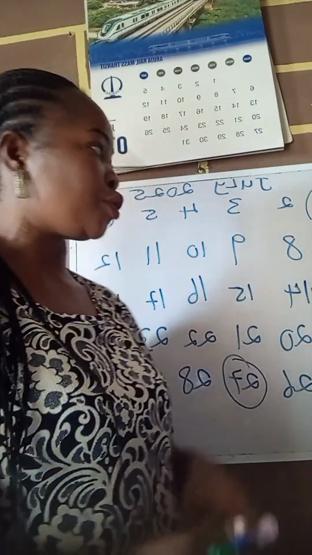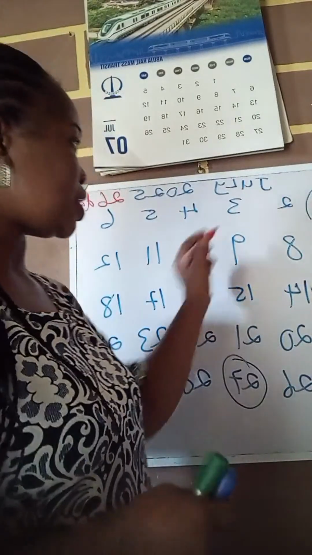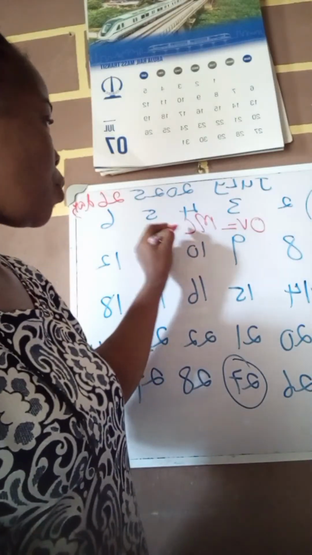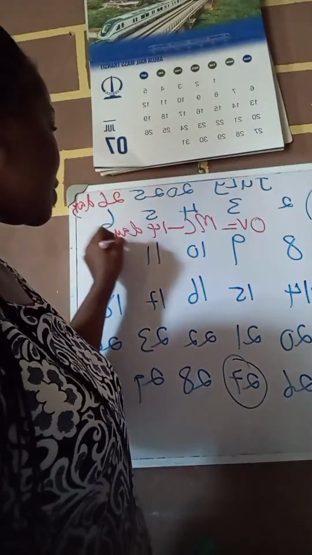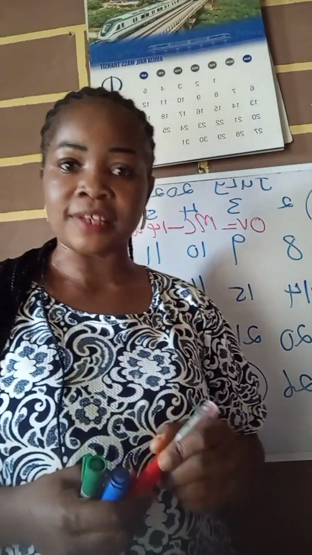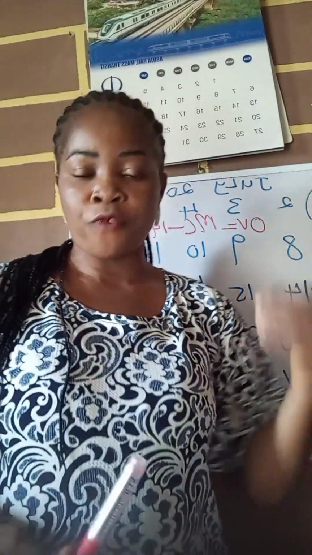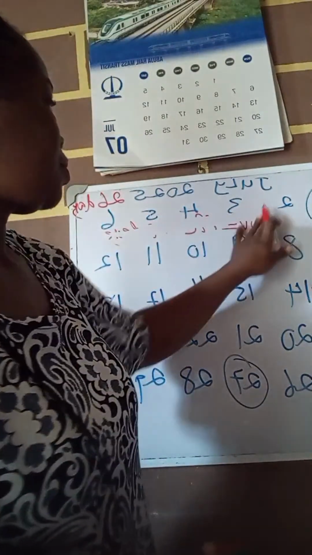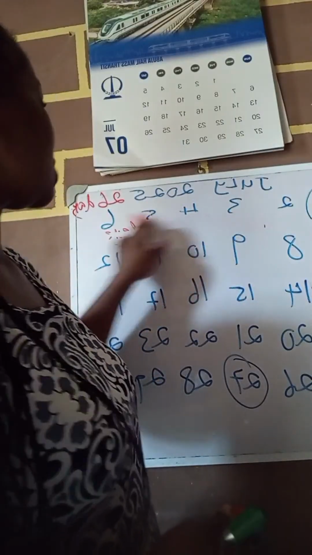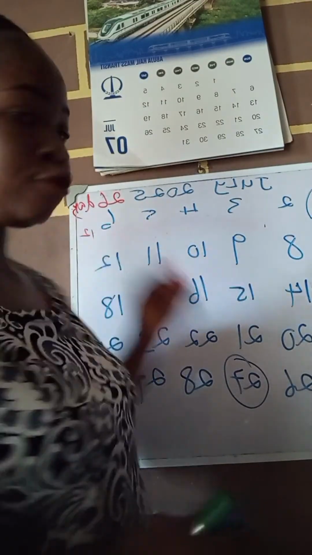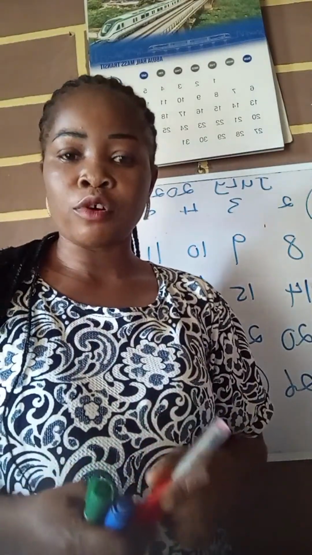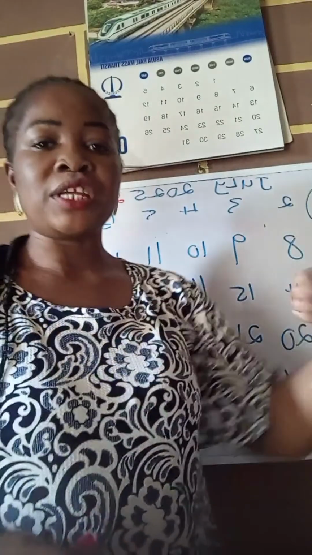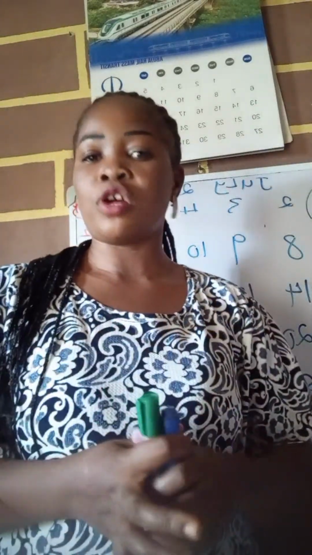Let's get her ovulation. We established that ovulation is equal to menstrual cycle minus 14 days. So since her menstrual cycle is 26, we're going to remove 14 from this 26. 26 minus 14, we're going to have 12. That is to say that her ovulation is on the 12th day, not on the 14th day.